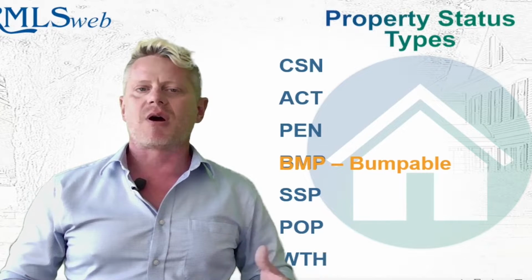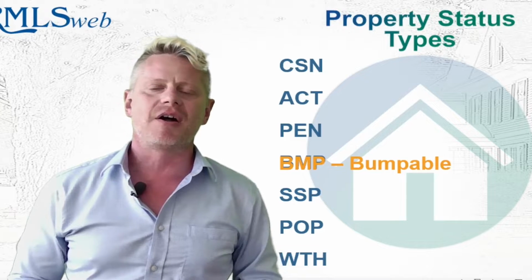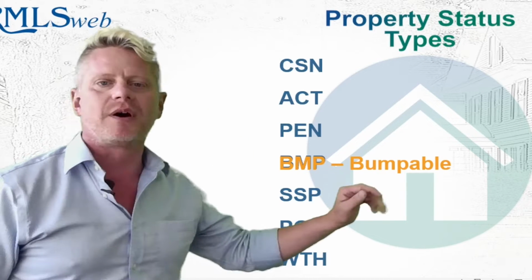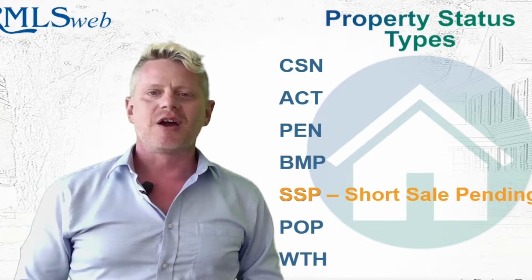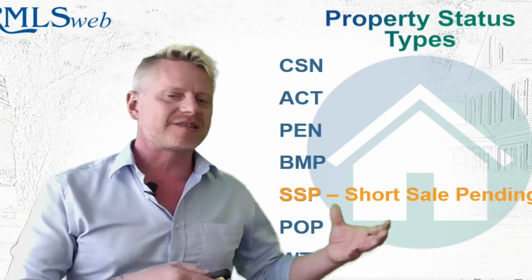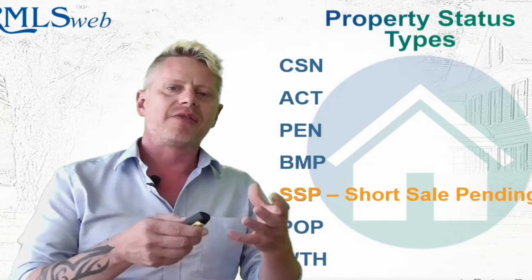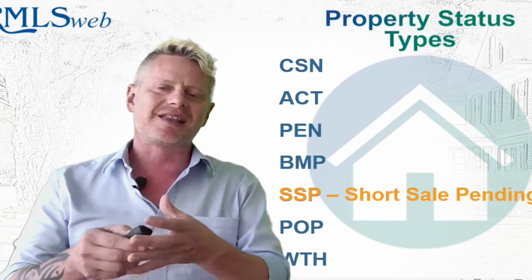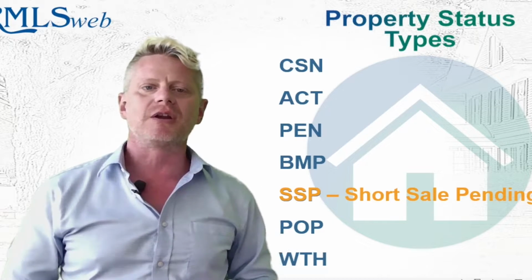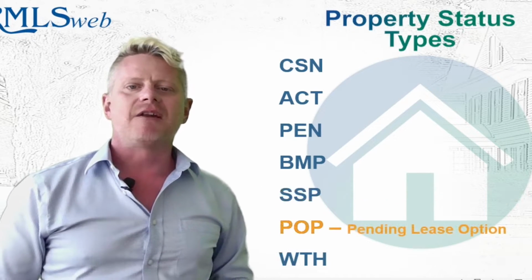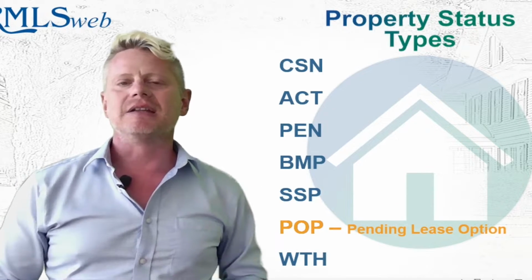If another offer comes in that is not contingent on another sale, it can bump this one off the table. And then we have short sale pending. Short sale pending also means there's an accepted offer on this property. However, the price on that offer is less than the recorded mortgage and is subject to approval by the lender in order to close.